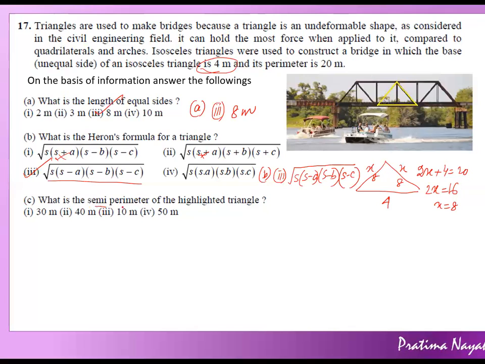What is the semi-perimeter of the highlighted triangle? For this you need to find the perimeter. In the question it is mentioned the perimeter is 20, and semi-perimeter means half of the perimeter. So half of the perimeter is half into 20, that will be 10 meter. So for part C, again the third option is the answer, 10 meter.